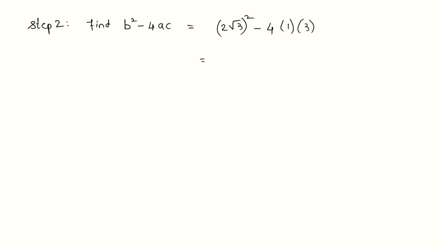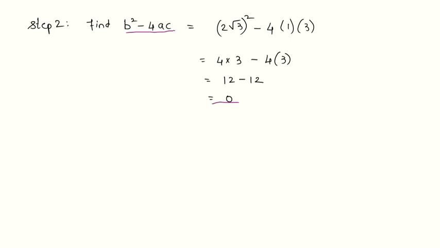Okay, so the square of 2 is 4, and root 3 into root 3 is 3. Minus 4 into 1 into 3 is equal to 4 3s are 12, minus 4 3s are 12. Therefore, the value of b square minus 4ac we got as 0. This is 4 into 3 is 12.